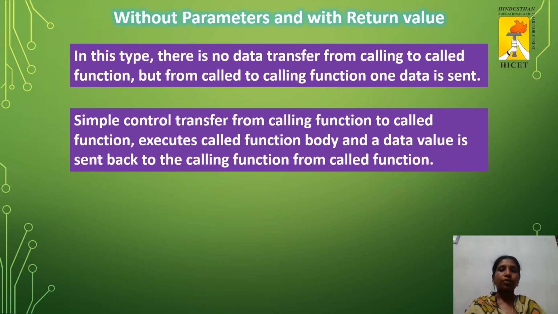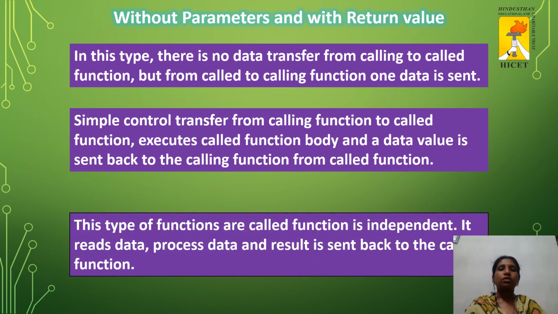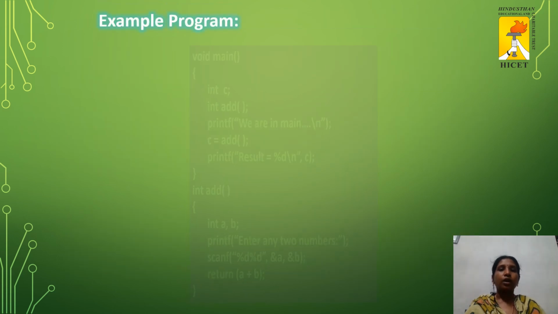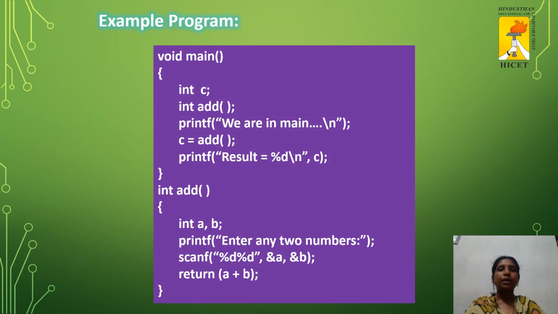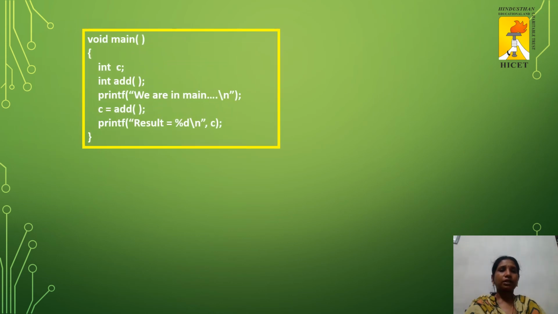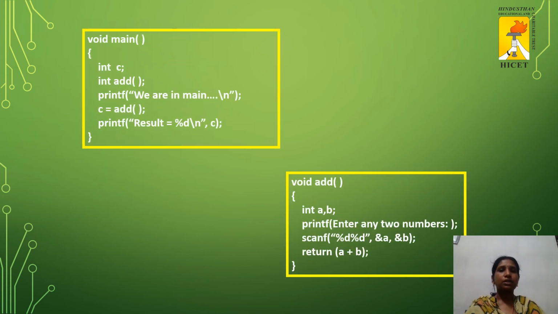It executes the statements in the called function and the data is sent back to the calling function from called function. So this type of functions are called function independent. It reads the data, process the data, and result is sent back to the calling function. So similarly, I have an example. I have splitted this example into two parts. One is the main part, another one is the function part.